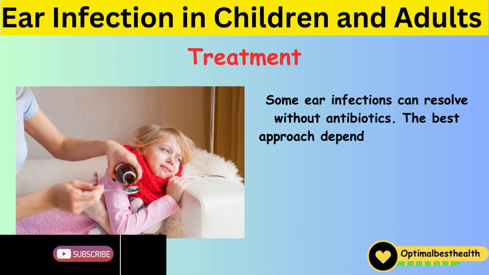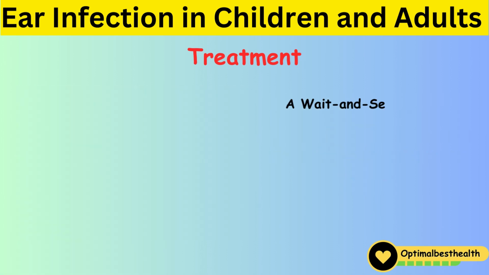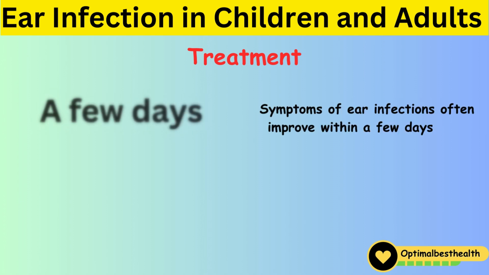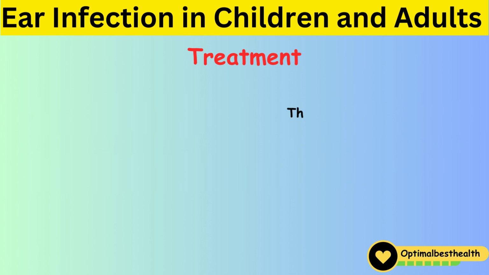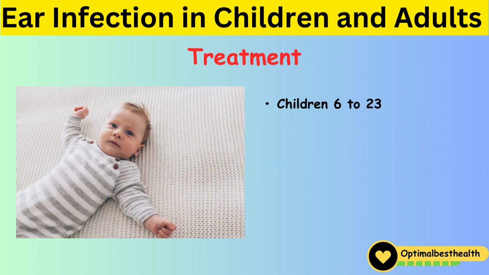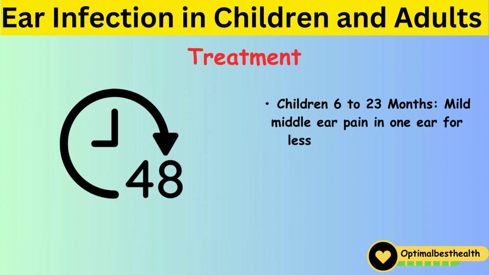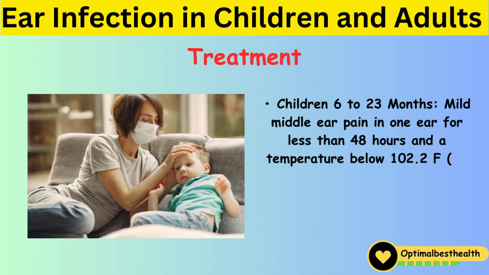The best approach depends on factors such as the child's age and symptom severity. A wait-and-see approach: symptoms of ear infections often improve within a few days, and most clear up within 1 to 2 weeks without treatment. The American Academy of Pediatrics and the American Academy of Family Physicians suggest a wait-and-see approach for children 6 to 23 months with mild middle ear pain in one ear for less than 48 hours and a temperature below 102.2 F, 39 C.